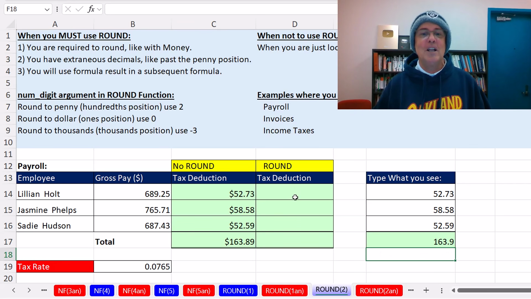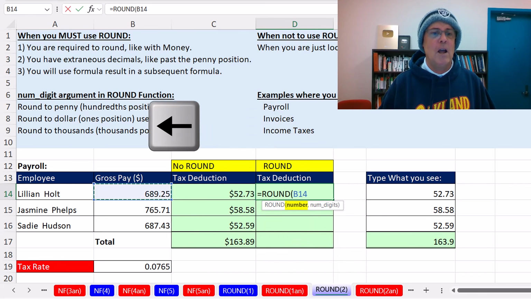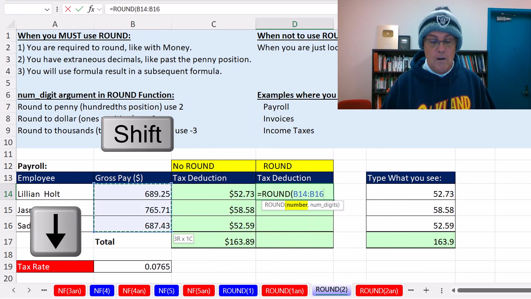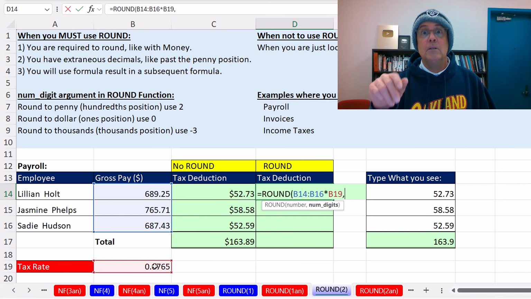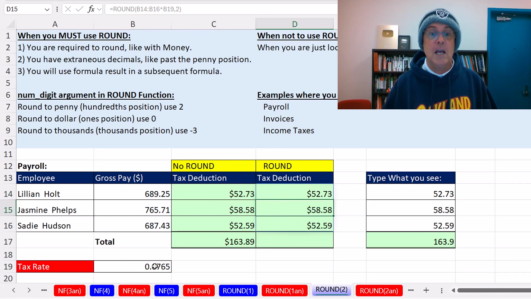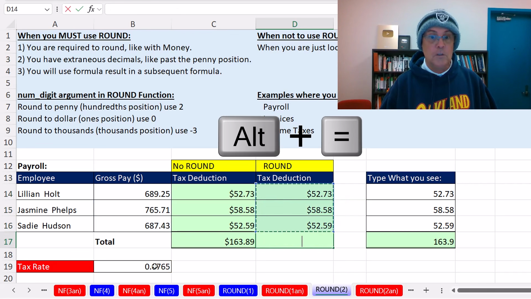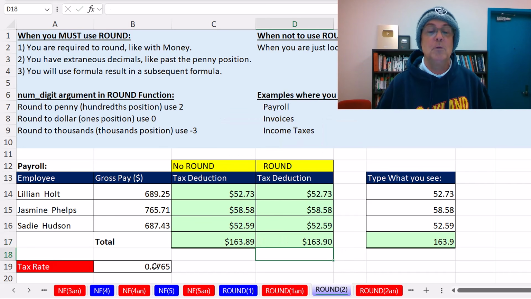And then, of course, you look at your boss. Oh, I just forgot to use round. Equals round, arrow, arrow, shift, arrow, arrow, times the tax rate, comma, number of digits. We're counting 1, 2 to get to the penny position, so I'm just typing the 2 in. Close parentheses, enter, enter, enter. Alt equals, and then you say, here you go, boss. Here's the 90 pennies you wanted.